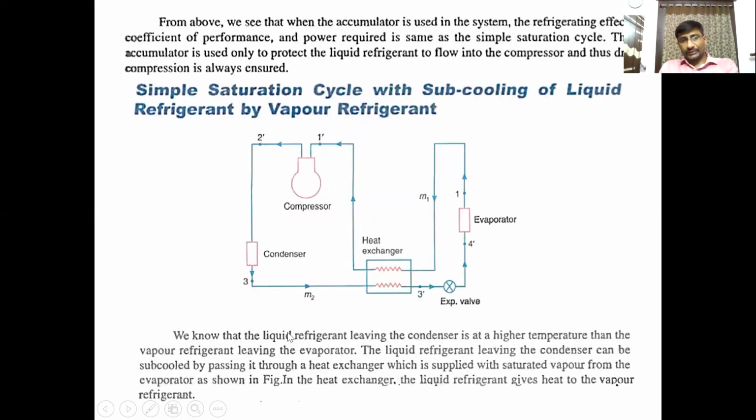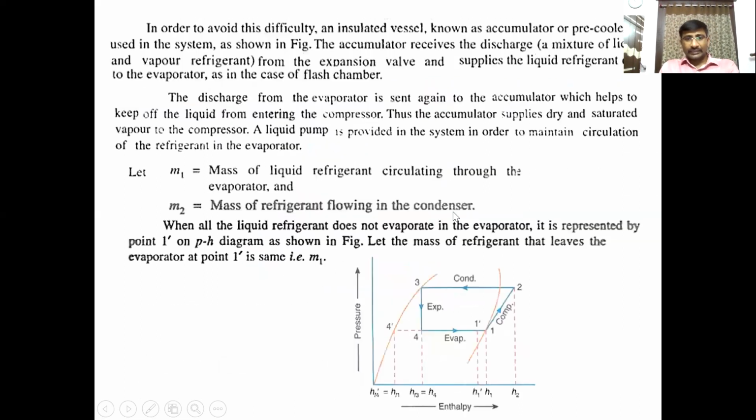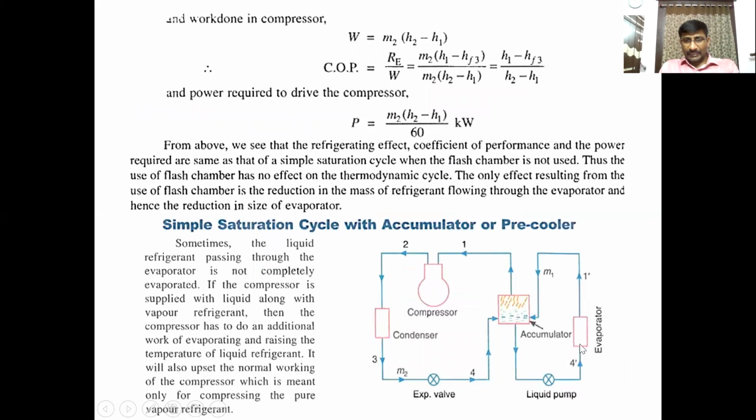It does two functions. From the above, we see that when the accumulator is used in the system, the refrigeration effect, coefficient of performance, and power required are the same as the simple saturation cycle. These are not changing by placing the pre-cooler. The accumulator is used only to protect against liquid refrigerant. If partial evaporation happens here, it stops the liquid refrigerant from going to the compressor. If liquid refrigerant goes there, it requires more work, and at the same time the compressor can be damaged by the liquid refrigerant through corrosion.